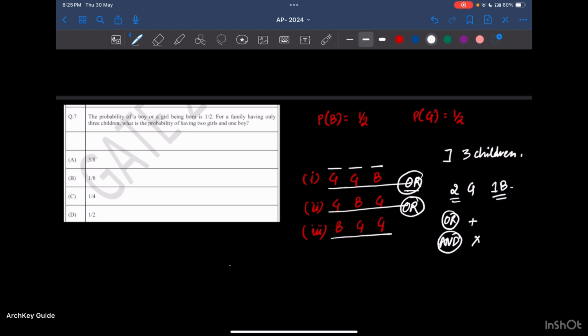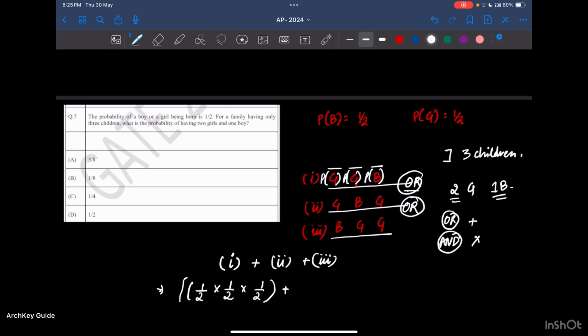So since I said or, the probability would be P first case plus second case plus third case. So first case is what? Girl half into half. It's the probability. P, P, P into half. This is the first case plus second. It's the same.